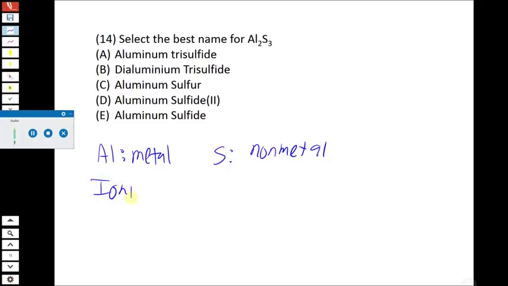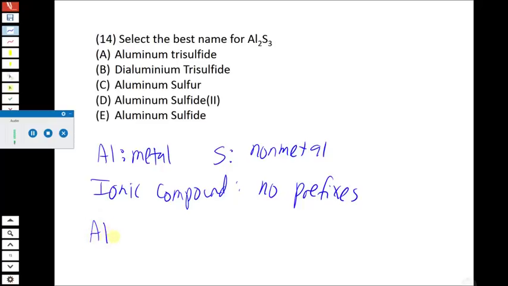And the key rule for ionic compounds is that when we name them, we don't use any prefixes in the names, right? So in covalent compounds, we use prefixes to distinguish how many of each atom is in the formula. So we use the mono, di, tri, tetra, penta, and so on. For ionic compounds, we don't use any prefixes because the charge of the ion will tell us what the ratio of those should be. All right, so if we have an aluminum cation, we remember the name of the cation, we just keep the same.